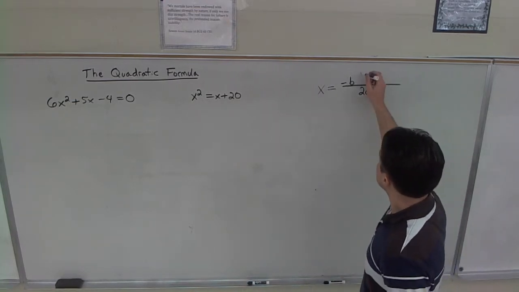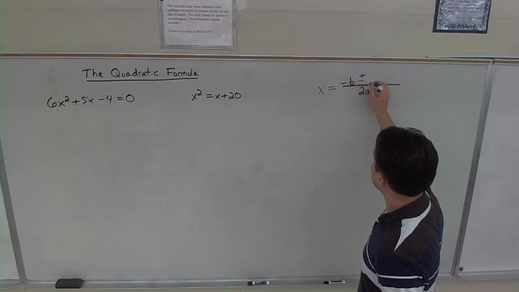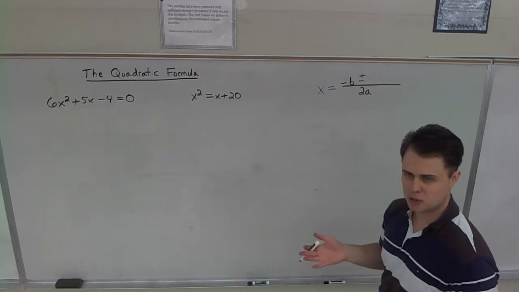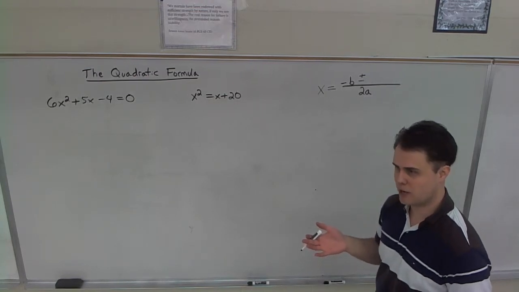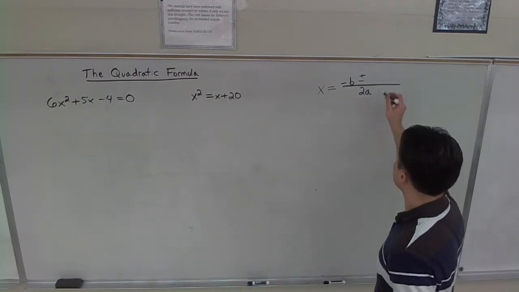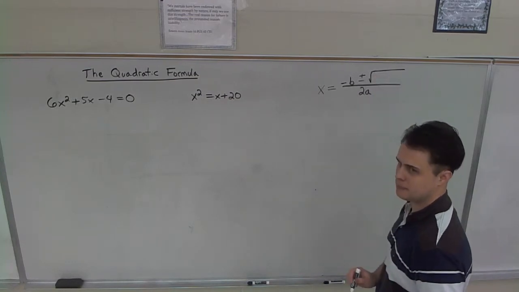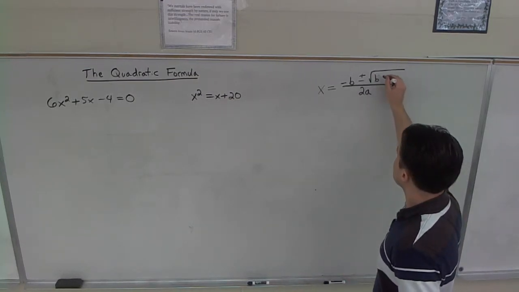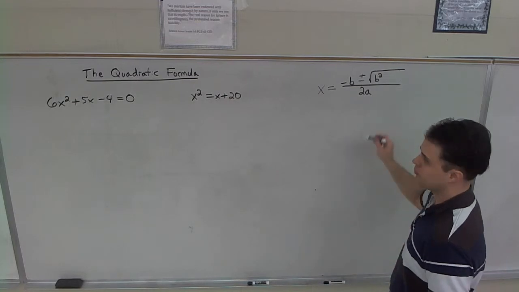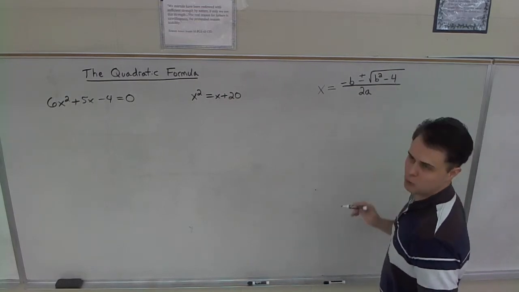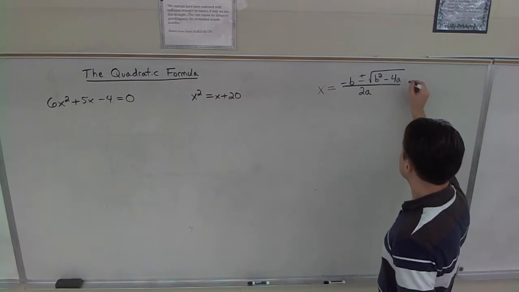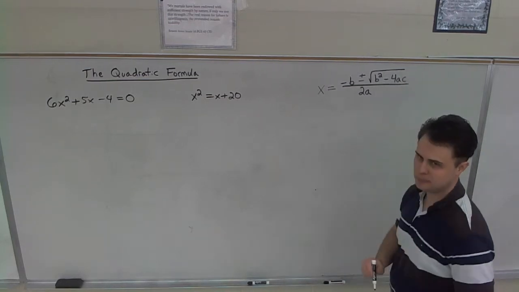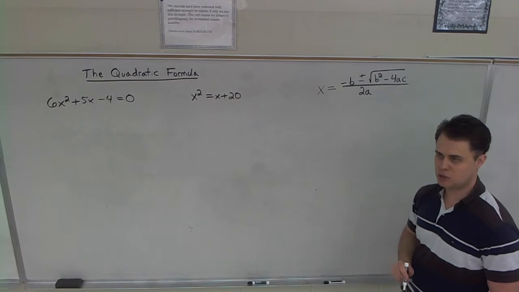But the quadratic formula says take the b and go plus or minus, because most parabolas cross how many times? Twice. That's why you go plus for one way, minus for the other way. And then you go the square root. And inside you have b squared minus 4, there's always a 4, just like there's always a 2. And the 4 gets multiplied by a and c. Okay, so that is the quadratic formula.